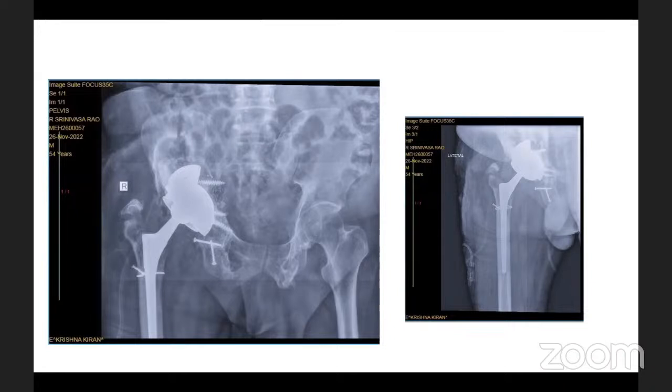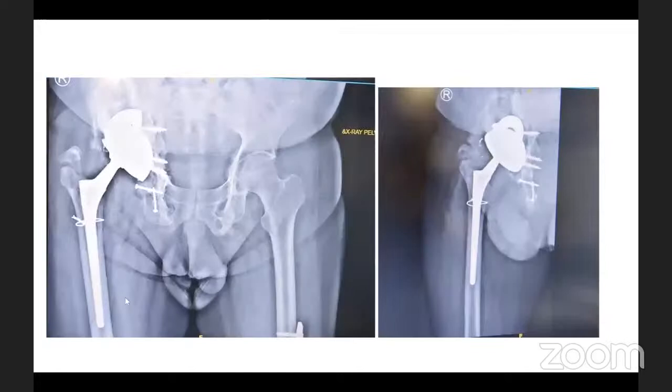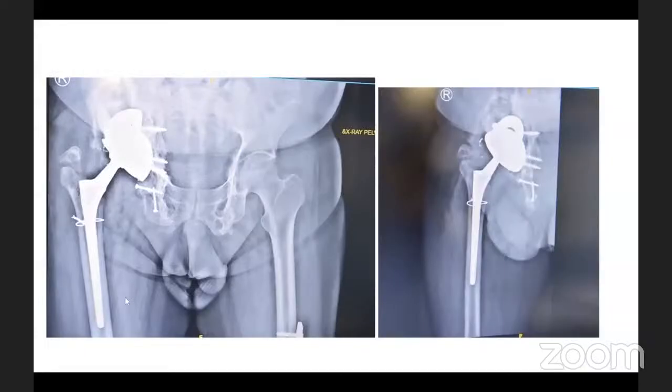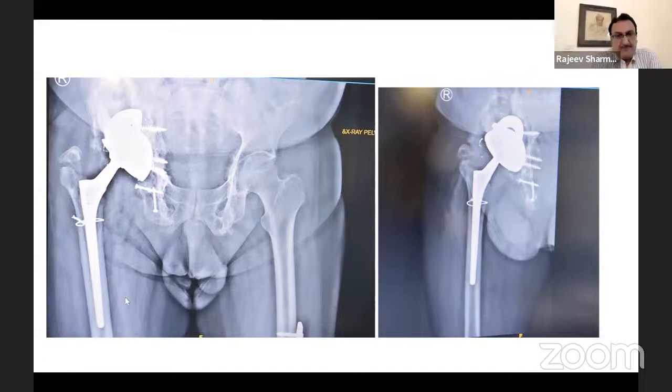So this is where the patient is now. And this is 1 year, I think 11 months follow-up. So yeah, that is the case. We wanted to show that the distraction technique is a useful bailout technique in very severe cases of pelvic discontinuity. So that is my presentation today.